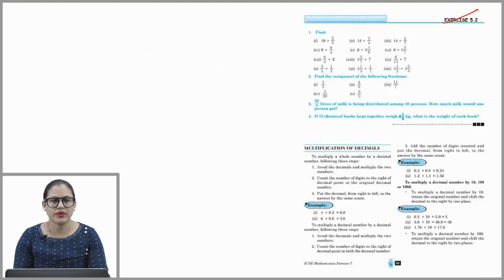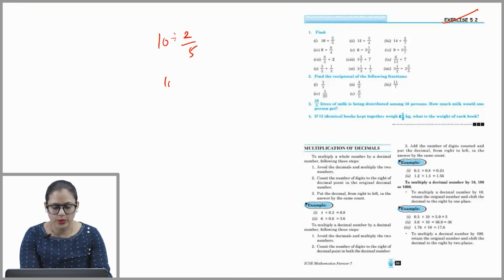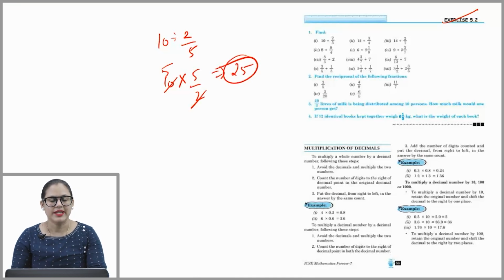Exercise 5.2. Find 10 divided by 2 by 5. So, we will take the reciprocal of this fraction, 5 by 2. 2 5s are 10 and 5 into 5 is 25. 25 is the answer, right?